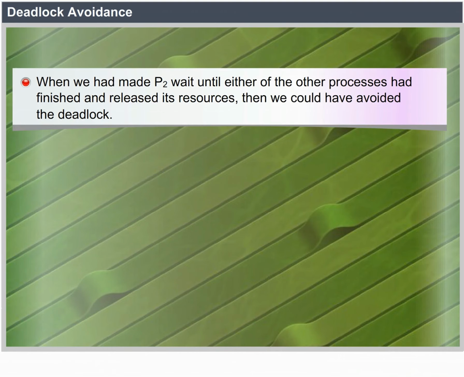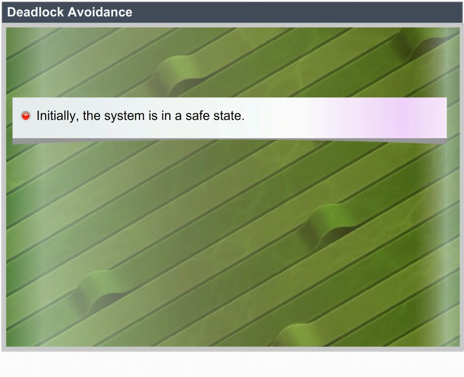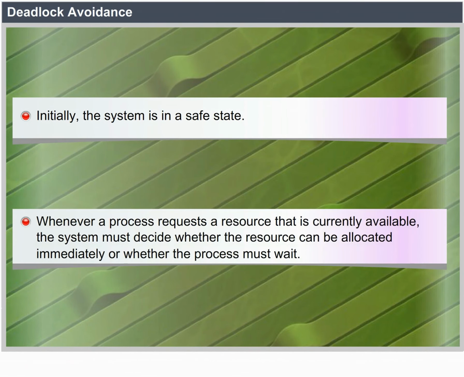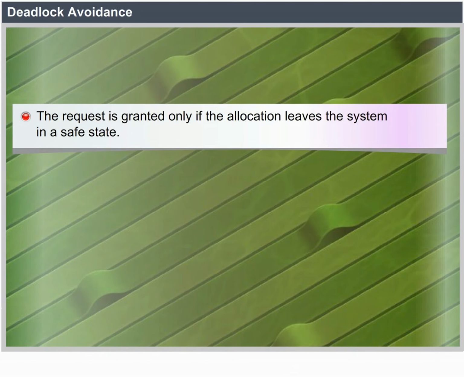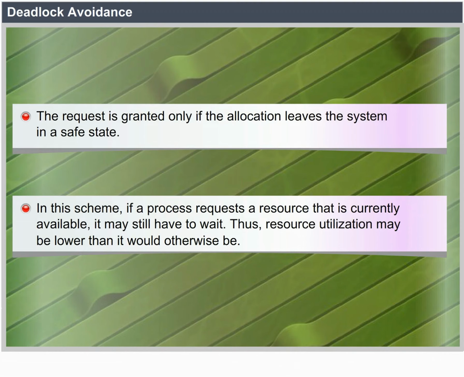Given the concept of a safe state, we can define avoidance algorithms that ensure that the system will never deadlock. The idea is simply to ensure that the system will always remain in a safe state. Initially, the system is in a safe state. Whenever a process requests a resource that is currently available, the system must decide whether the resource can be allocated immediately or whether the process must wait. The request is granted only if the allocation leaves the system in a safe state. In this scheme, if a process requests a resource that is currently available, it may still have to wait. Thus, resource utilization may be lower than it would otherwise be.